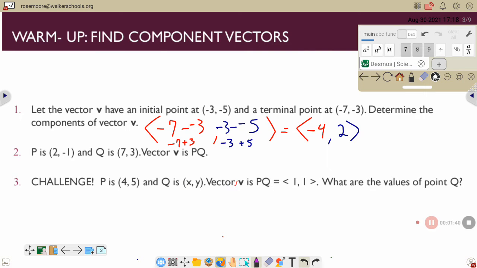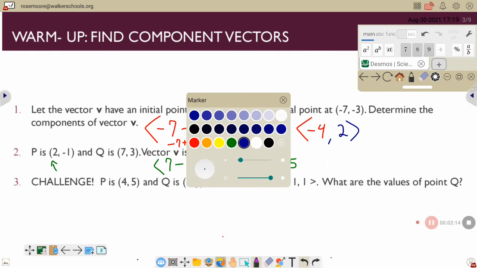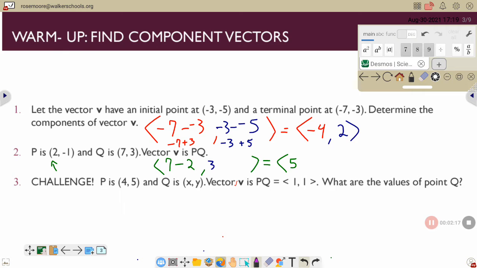All right. Says P is (2, -1), and Q is (7, 3). We know those are points because they have parentheses. We're doing the same thing with different numbers. So, second x, which is 7, minus 2, which is 5. And then our next one, 3 minus -1. Again, a minus is a plus. That is <5, 4>. That is the answer to number 2.